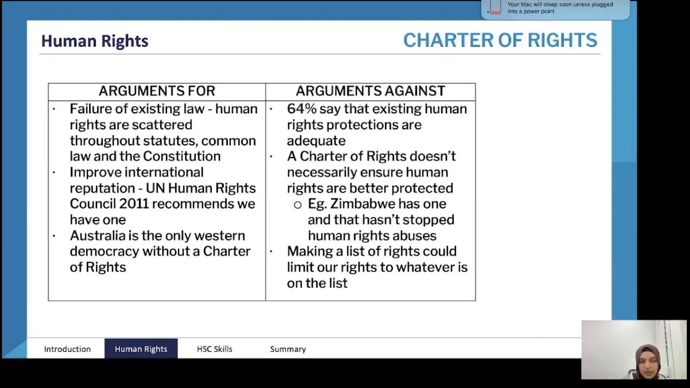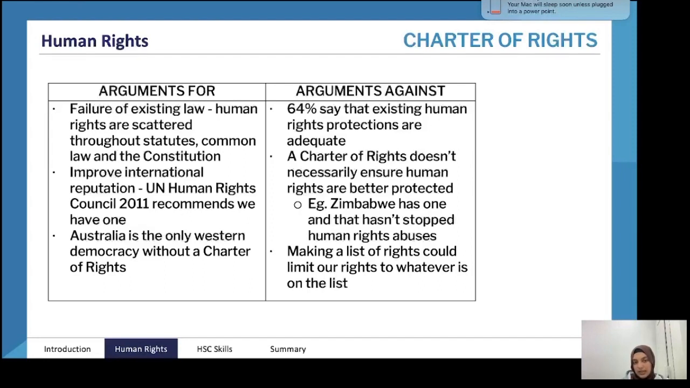So for a Charter of Rights is this idea of failure of existing law. So human rights are scattered throughout statutes, the common law and constitution. So just allow one place, everything's there. Then improvement of international reputation. So the UN Human Rights Council recommends that we have one. So we can sort of say, hey, look, we listened to your recommendation. Australia is the only Western democracy without a Charter of Rights as well.